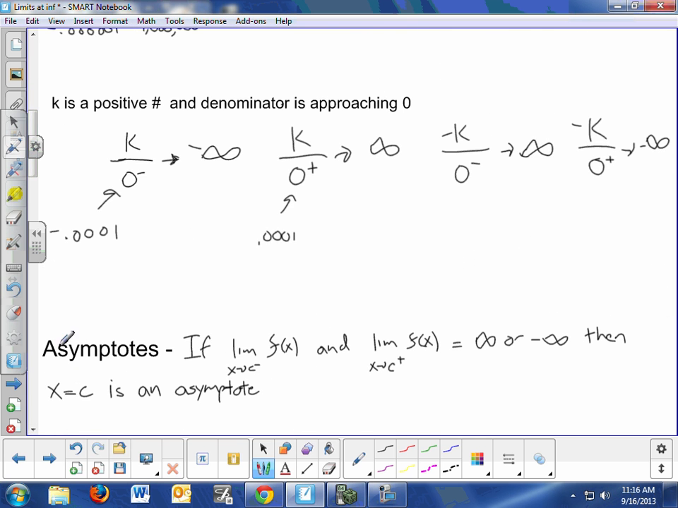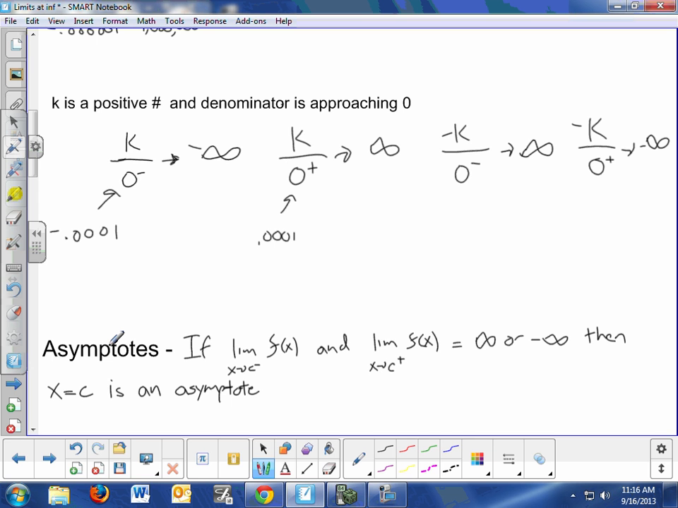Just a quick definition of asymptotes. If the limit as x approaches c from the left of f of x and the limit as x approaches c from the right of f of x is equal to infinity or negative infinity, then we say that x equals c is an asymptote.